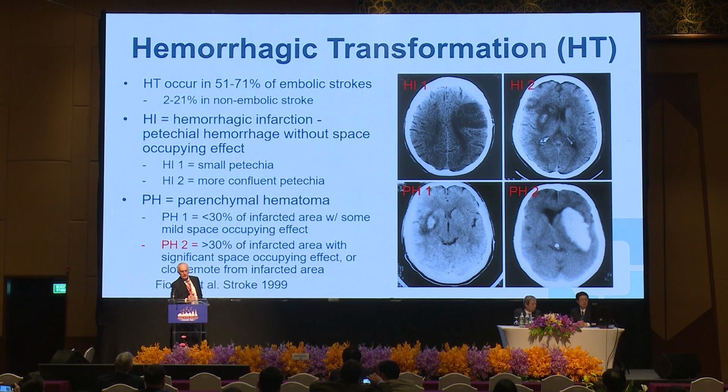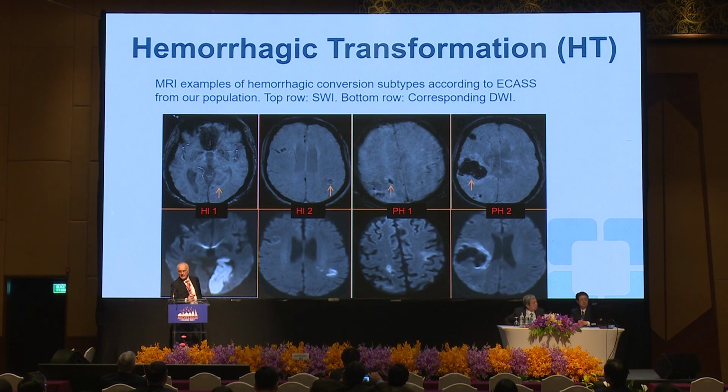And you can have hemorrhagic transformation in different ways, and this is an important slide: if it's a small petechial hemorrhage without any significant space occupation, that is of course considered benign. If it's a more severe form of parenchymal hematoma, of course the significance is quite different.